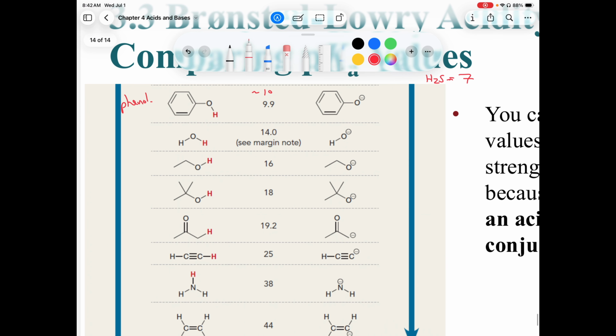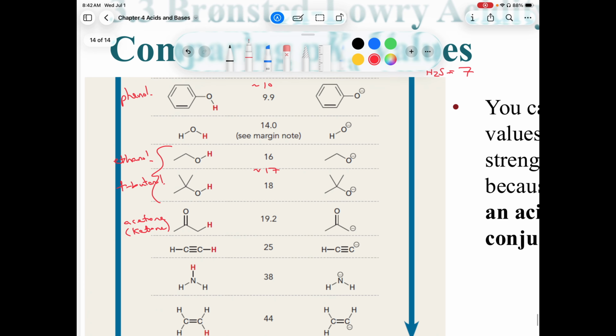And then we have a couple of alcohols here. They put ethanol. So this is ethanol, and this is called tert-butanol. They've got a pKa of 16 and 18 respectively. And so as long as you know an alcohol is somewhere in the neighborhood of 17 is good enough. Then you have acetone. So this is acetone. Acetone is a ketone. And so acetone has a pKa of 19.